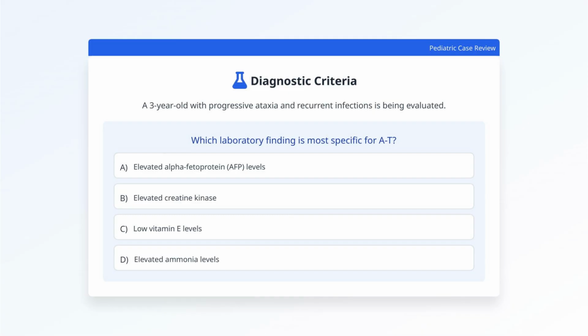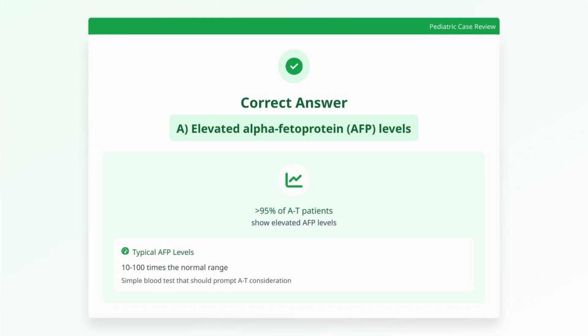A 3-year-old with progressive ataxia and recurrent infections is being evaluated. Which laboratory finding is most specific for ataxia telangiectasia? A. Elevated alpha-fetoprotein levels. B. Elevated creatine kinase. C. Low vitamin E levels. D. Elevated ammonia levels. The correct answer is A.